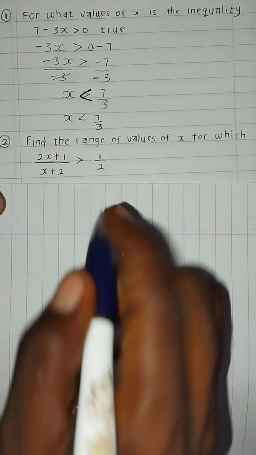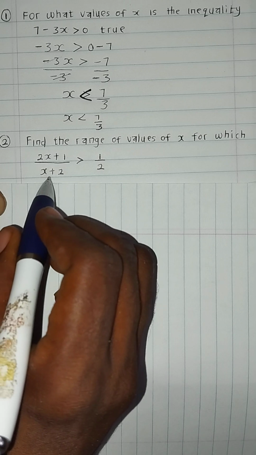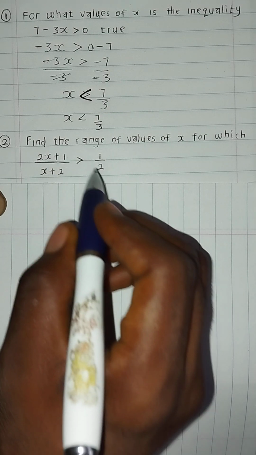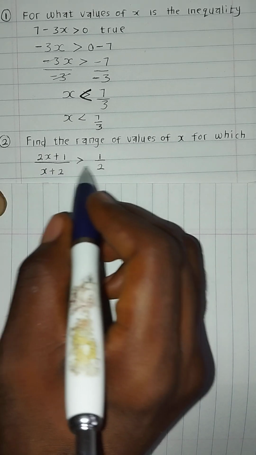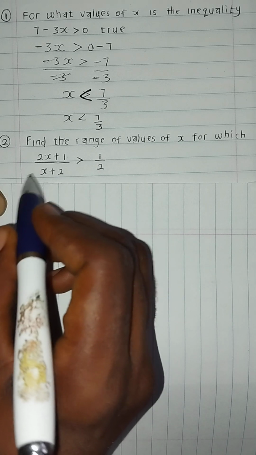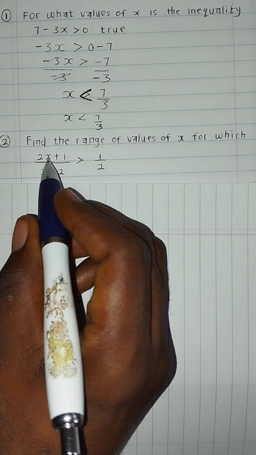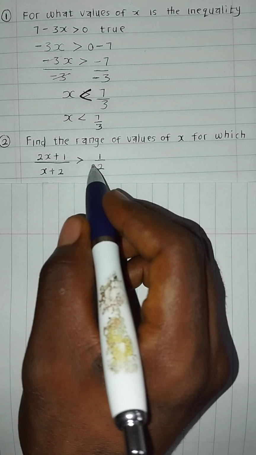That says, find the range of values of x for which (2x plus 1) over (x plus 2) is greater than 1 over 2. So we want to find the range of values of x for which this left hand side is greater than 1 over 2. Actually, there are some numbers whereby if we input them, if we use them to replace x here, our left hand side will always be greater than 1 over 2.